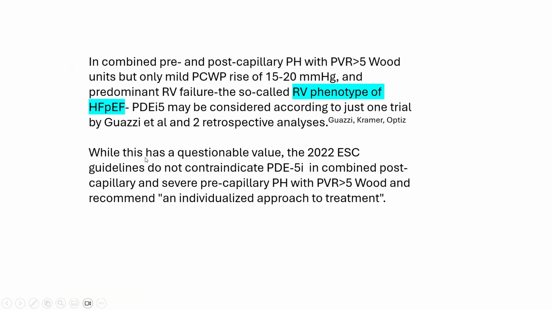And while this pulmonary vasodilator has a questionable value in this context, the 2022 ESC guidelines do not contraindicate PDE5 inhibitors in combined postcapillary and severe precapillary PH with PVR more than 5 Wood units and severe RV failure, and recommend individualizing the approach to treatment.